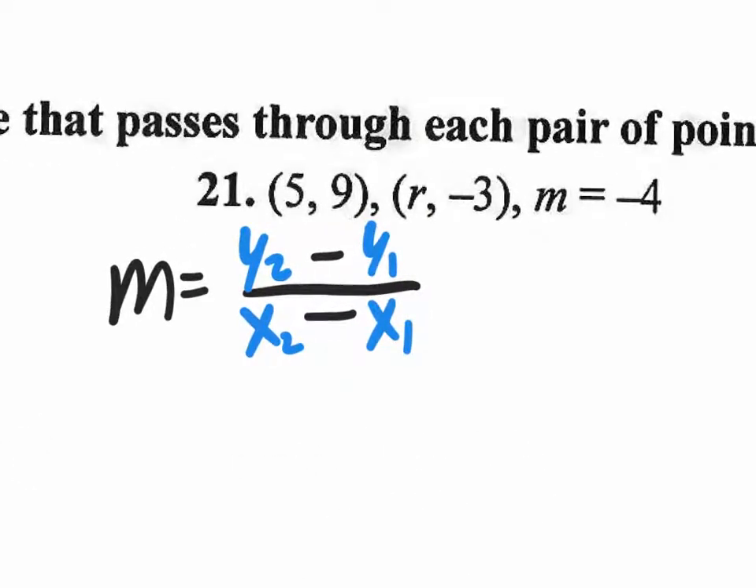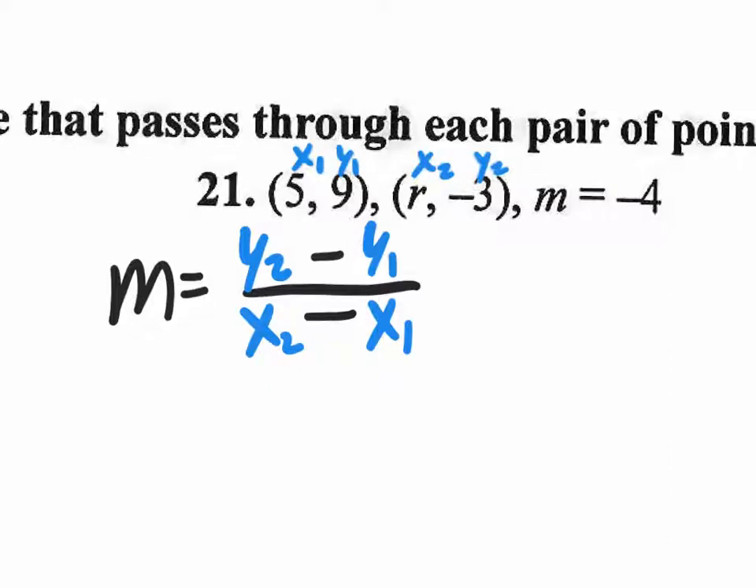Once you write down the formula, then you could go and label your coordinates. So let's label our coordinates. We have an x value and a y value, an x value and a y value. This is our first point, so you put a 1 beside the x and the y. This is our second point, so we put a 2 beside the x and the y. And now we know what to plug in.